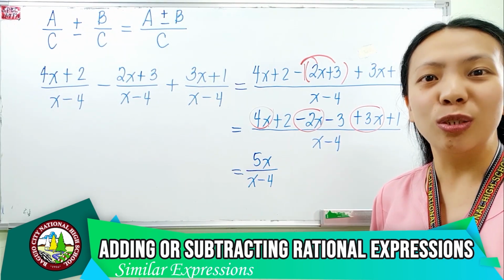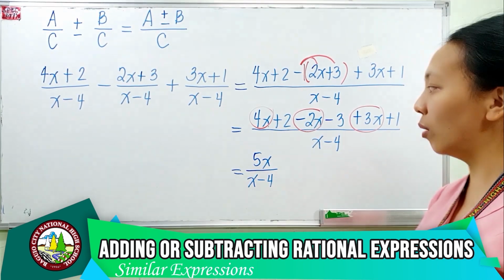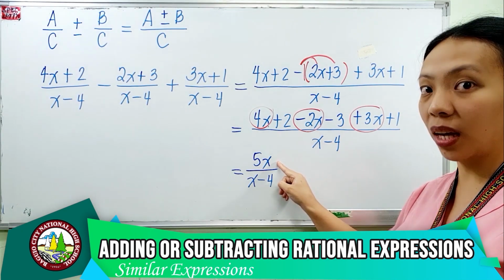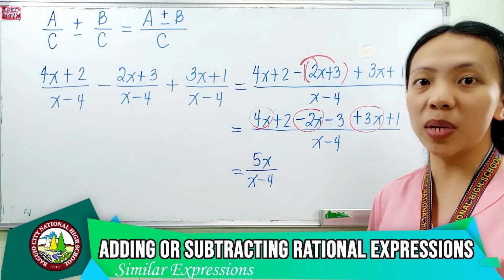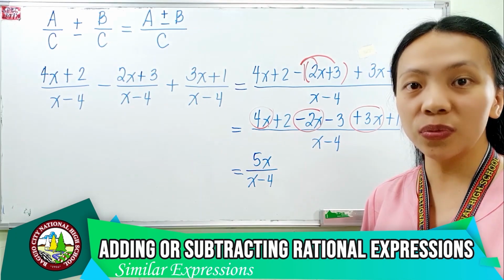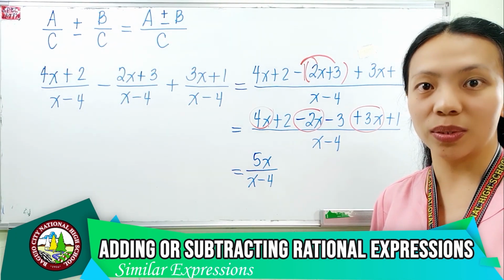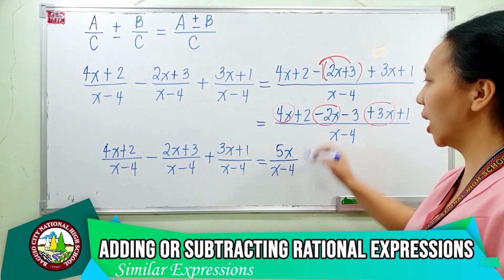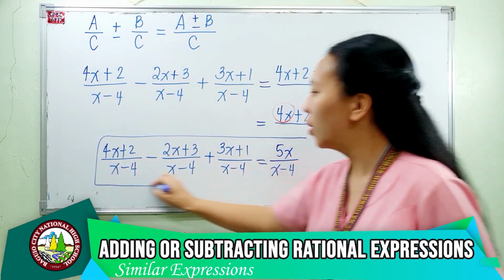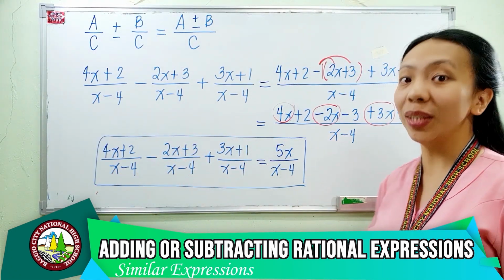Again, do not attempt to divide out the x in 5x and the x in the denominator. They are not factors, they are terms. The final answer is 5x over x minus 4.